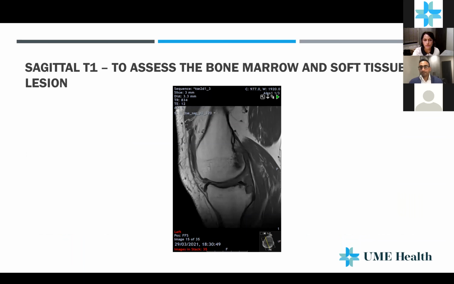The other sequence that we must have is a T1 sequence, which is to assess the bone marrow and also to look at soft tissue lesions. There are other sequences that we do if we are querying hemorrhage, such as gradient echo, and sometimes we give contrast if we're querying a mass lesion.